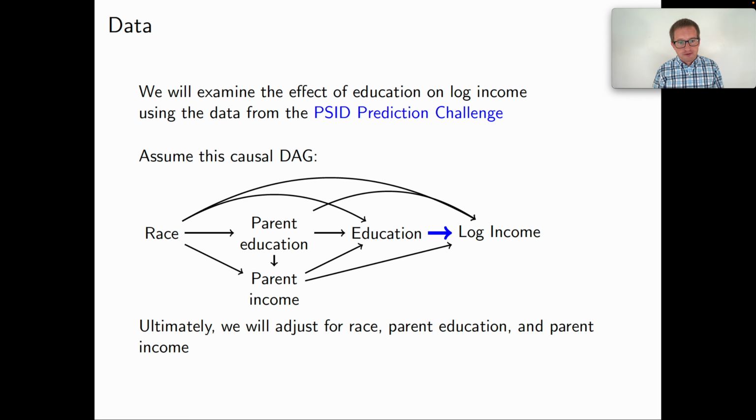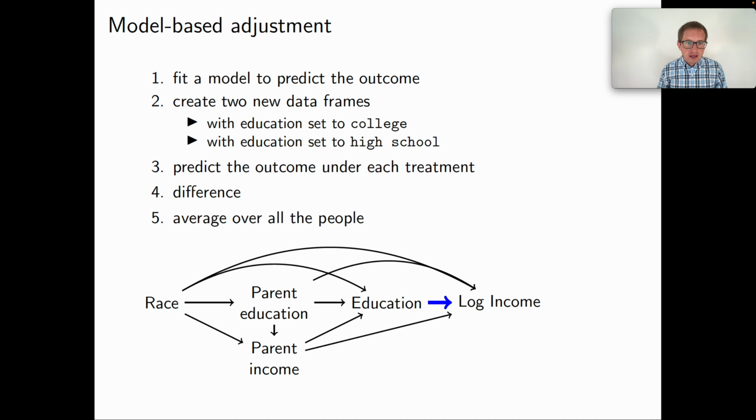Our data, as before, come from the PSID prediction challenge, which we used previously in class when talking about prediction. As I discussed in the last class, we're going to assume this causal directed acyclic graph in which education's effect on log income can be identified by statistical adjustment for race, parent education, and parent income. Look back at our class on causal assumptions to see how DAGs work and why we might or might not believe this DAG. Model-based adjustment proceeds in a few steps.